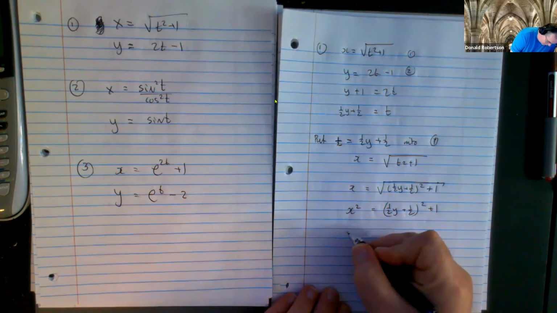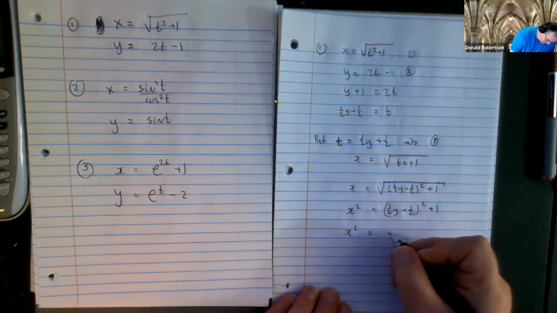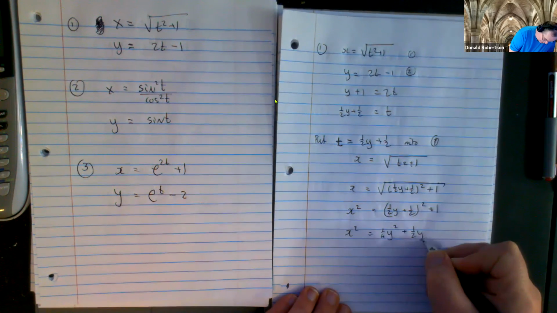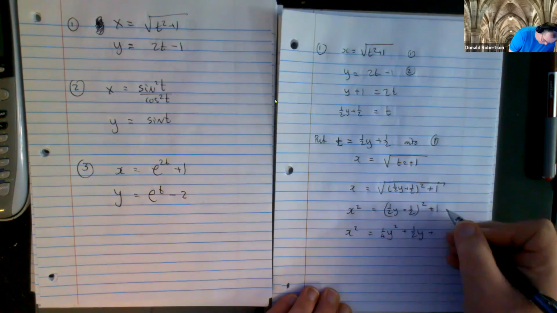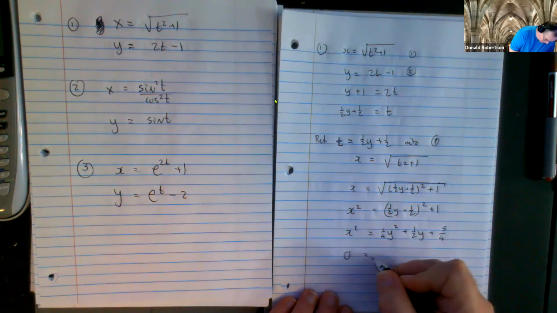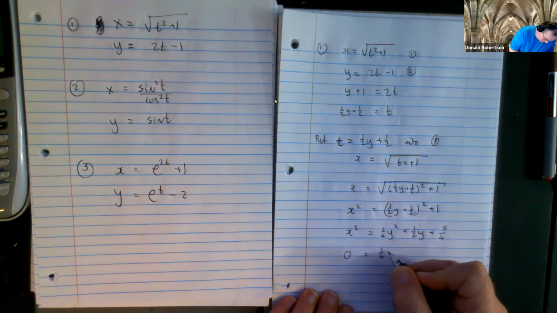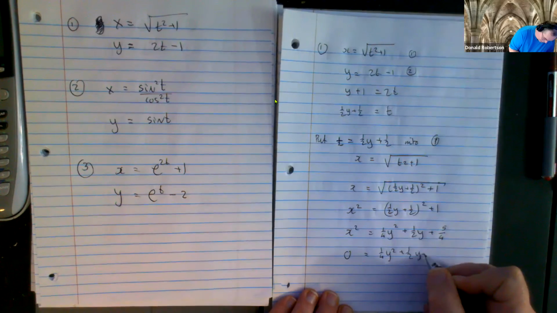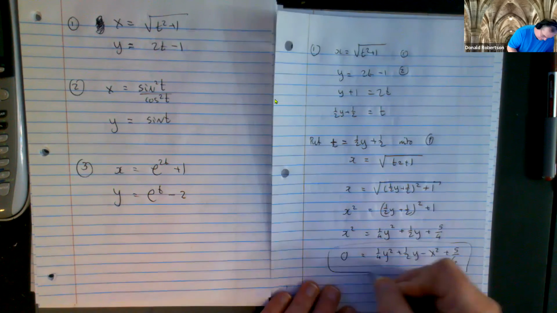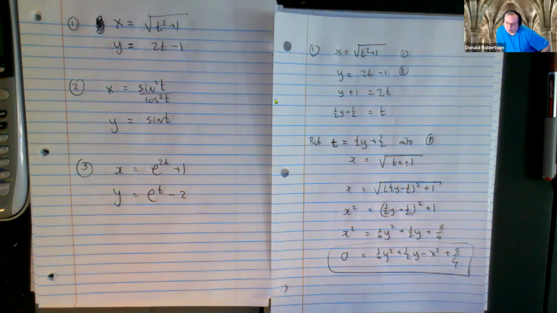I'm now going to FOIL out this thing, which gets me 1/4 y squared plus 1/2 y plus 1/4 and 1. They combine to give me 5/4. And then I would probably subtract an x squared from both sides. And that is one of the possible versions of the right answer. It might not look exactly like yours, but hopefully it looks like it's in the same ballpark.